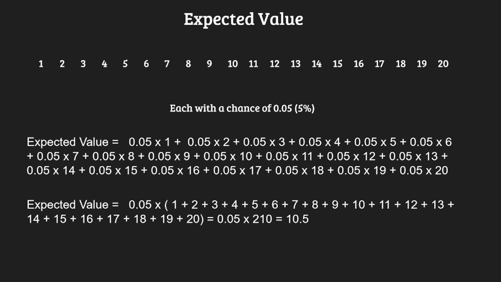a 10.5. It's obviously going to vary a lot, but on average, if I rolled 100, 1,000, a million d20s, and I looked at what the results were for each one and averaged all those results, I should get about 10.5.